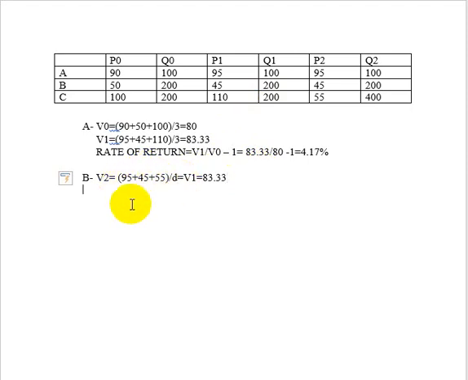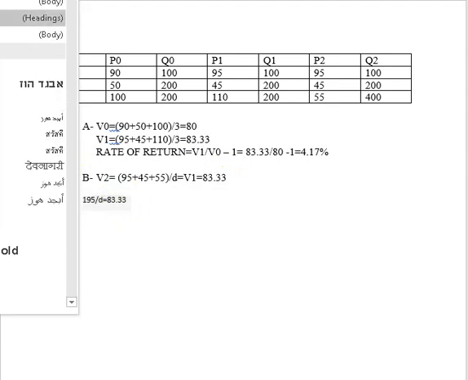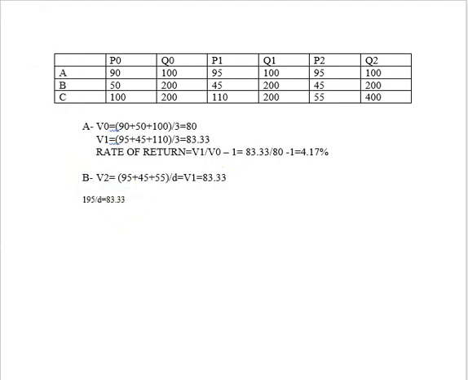So, calculation-wise, 95 plus 45 plus 55 is 185. Excuse me, it's 195 over D is equal to 83.33. Which means that D is equal to 2.34.